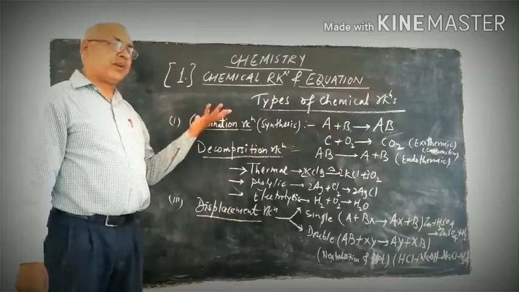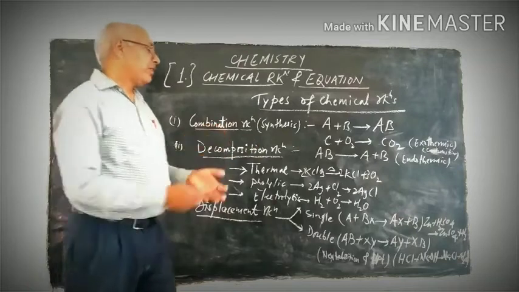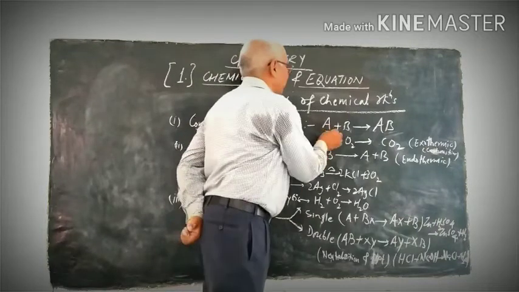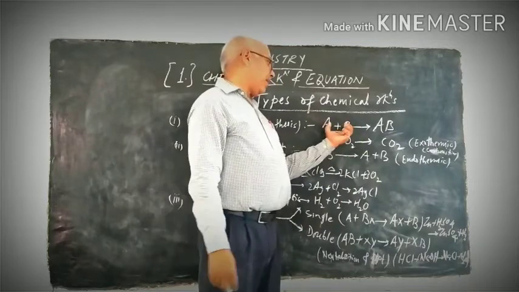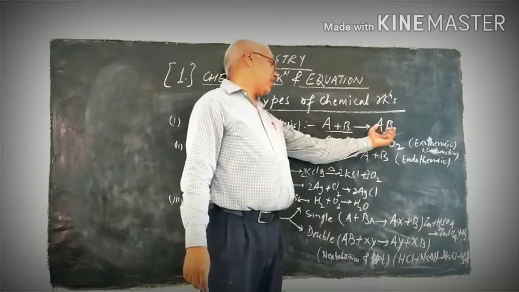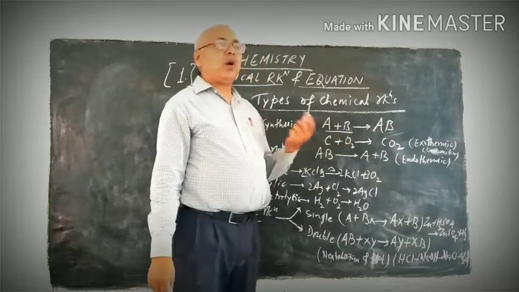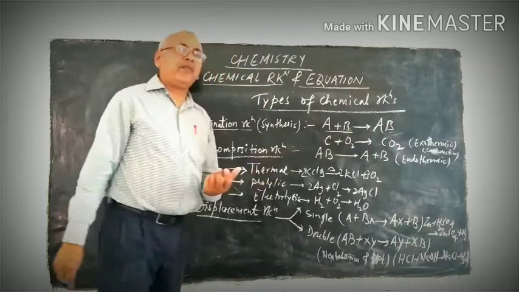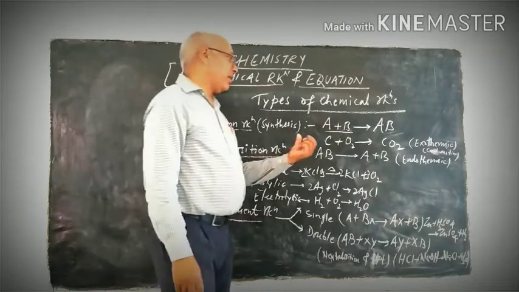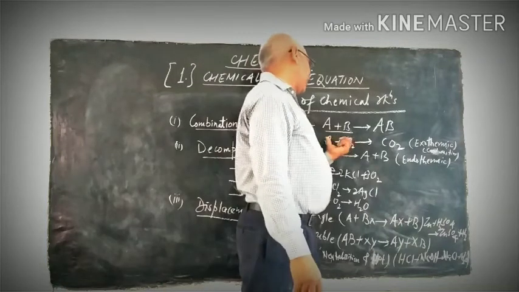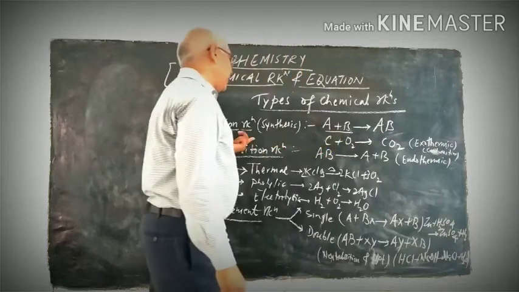It means something is formed. We are just writing in terms of A and B. A and B are the reacting parts. After they combine with each other, now AB is formed. A better example: all the metals will combine with oxygen and form their compounds, the oxide form. So these are examples of combination reactions.